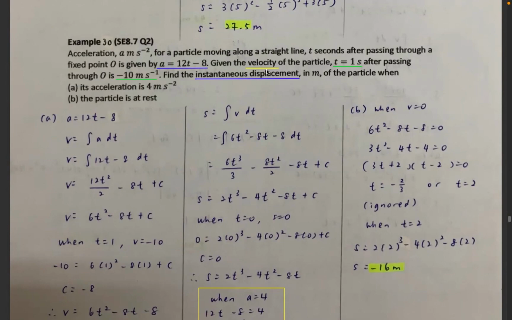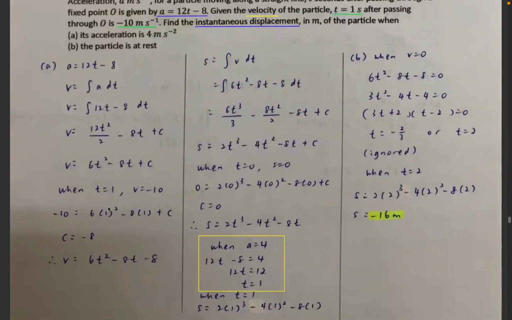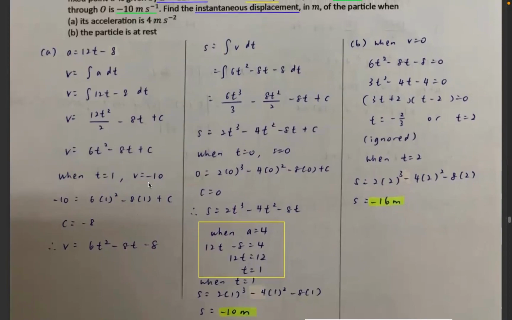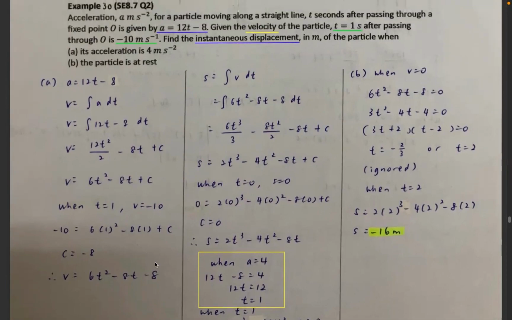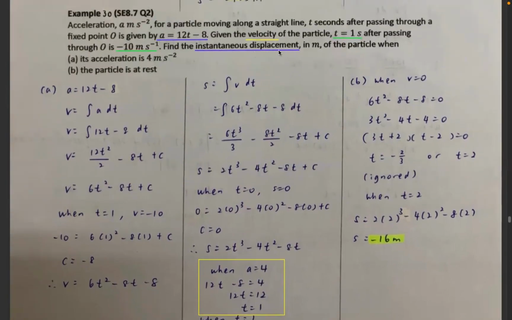So let's check the information given. Given the velocity of the particle when t equals 1 after passing through O is negative 10. That means when t equals 1, v equals negative 10. So we do substitution. T we sub 1, v we sub negative 10. Then we have answer c equals negative 8. So this is the velocity function, but not yet finished because we are finding the displacement function.